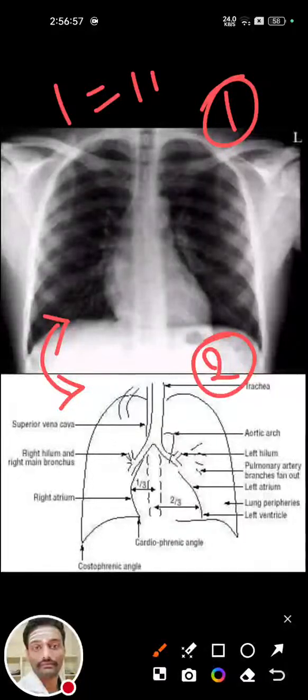In this live stream video, we will completely discuss all the chest X-rays: tuberculosis chest X-ray, pneumonia chest X-ray, and cardiomegaly chest X-ray.